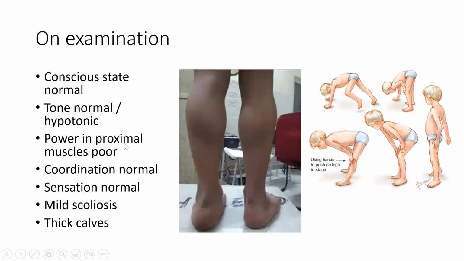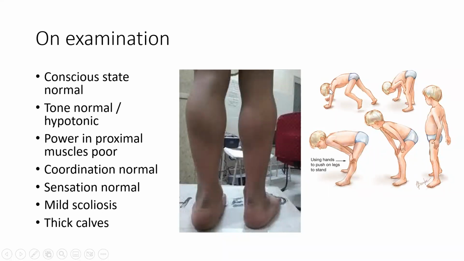Now, on examination of this boy, this is a picture of his legs. His conscious state, as I said, was normal. His tone was normal, but he was a bit floppy. His power in his proximal muscles was quite poor. His quadriceps were quite weak, but his calves were quite thick and swollen, and he had a mild scoliosis.